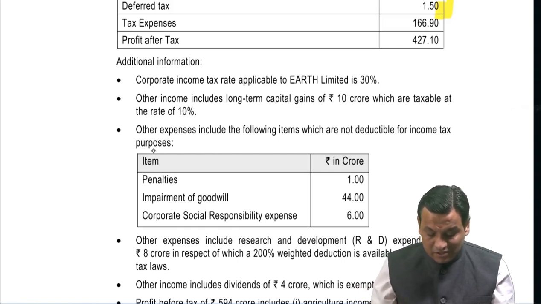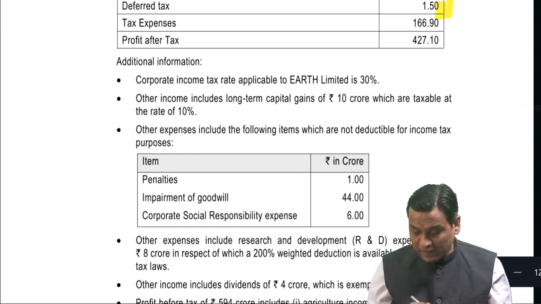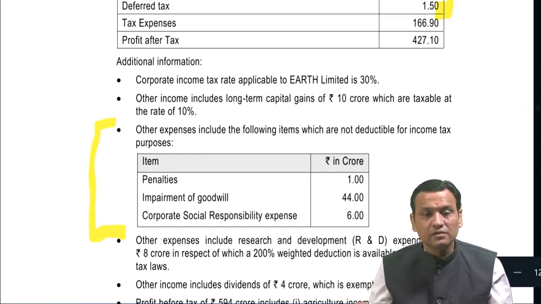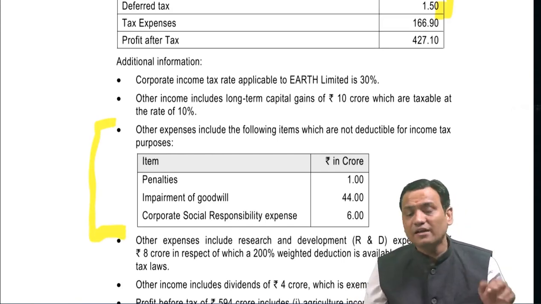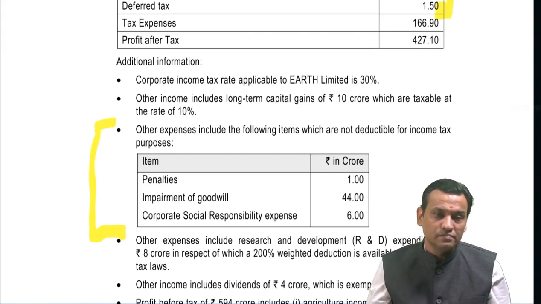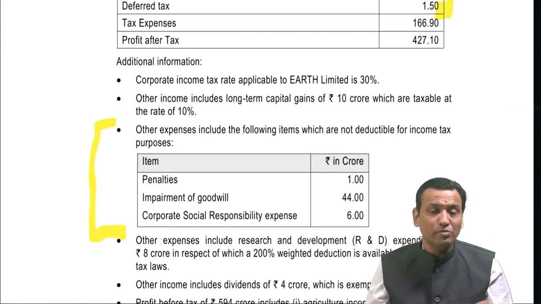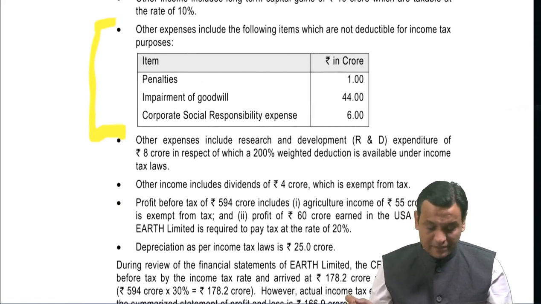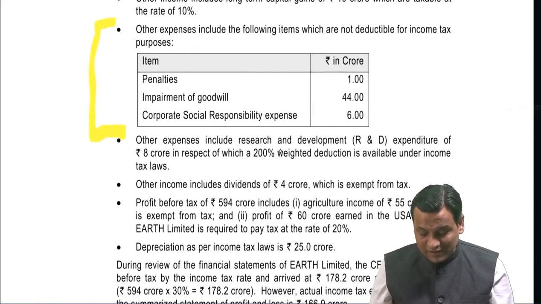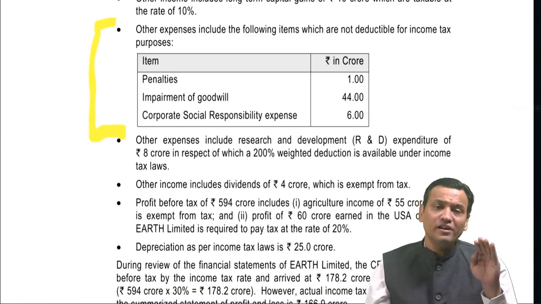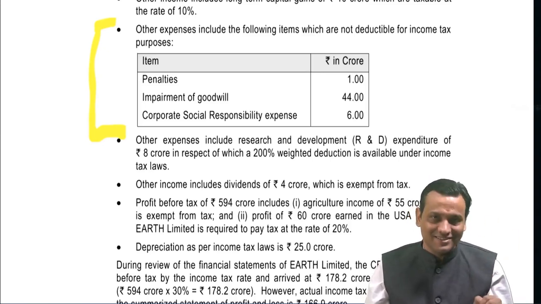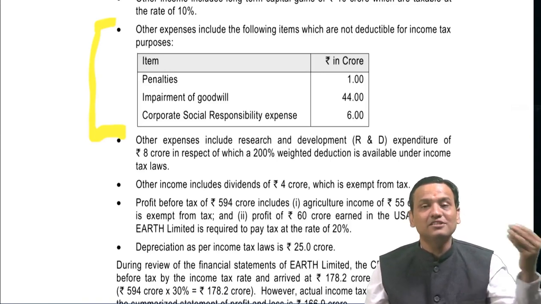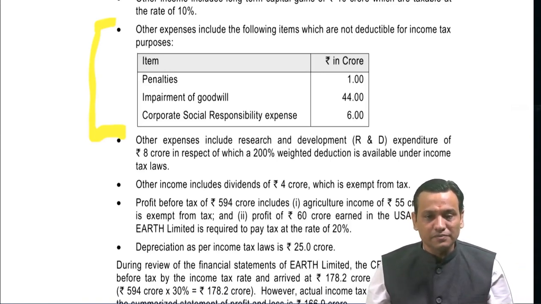Similarly, other expenses are there. These other expenses, friends, are not tax deductible. They have been disallowed. So we need to make an adjustment for that. Also, other expenses include R&D of 8 crores for which a 200% deduction has been allowed. It means in books we have considered only 8 crore, but for income tax purposes they have given us 16 crore deduction. We got some additional deduction, so obviously our tax liability is reduced.